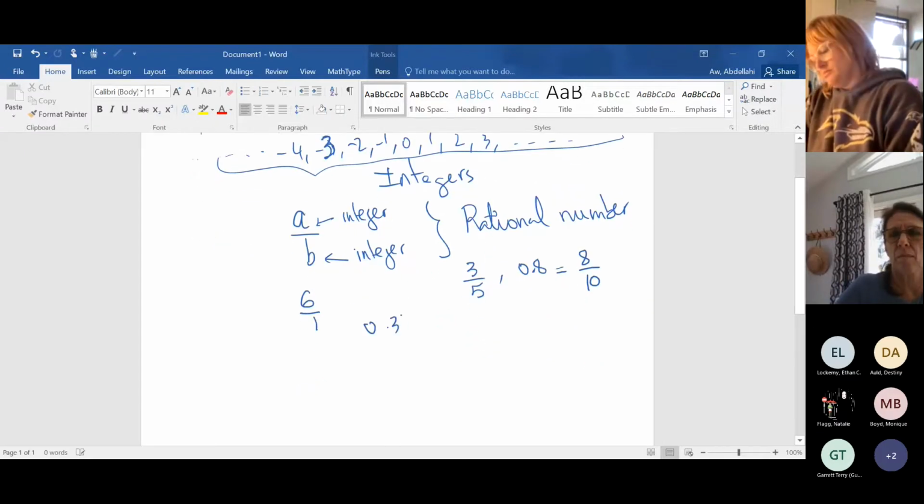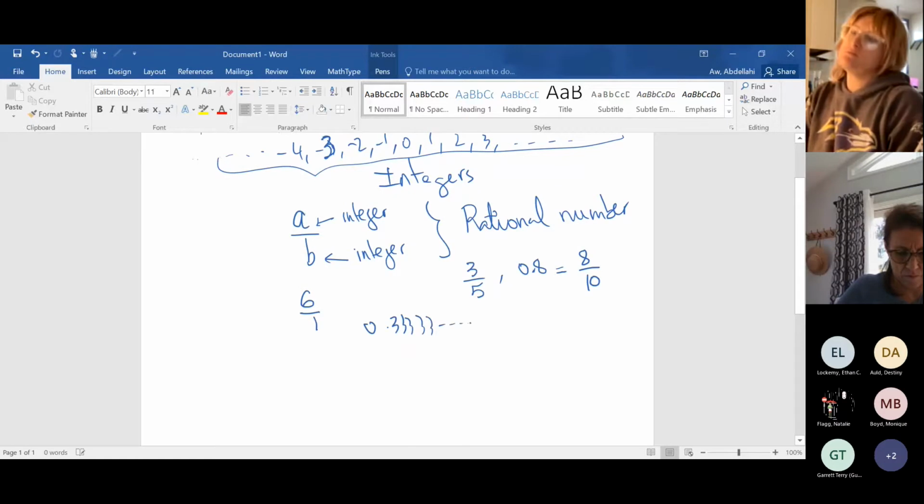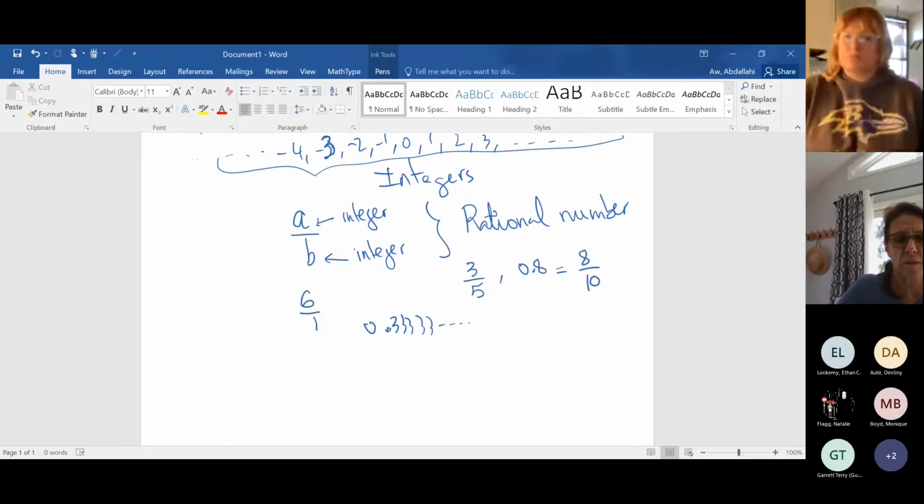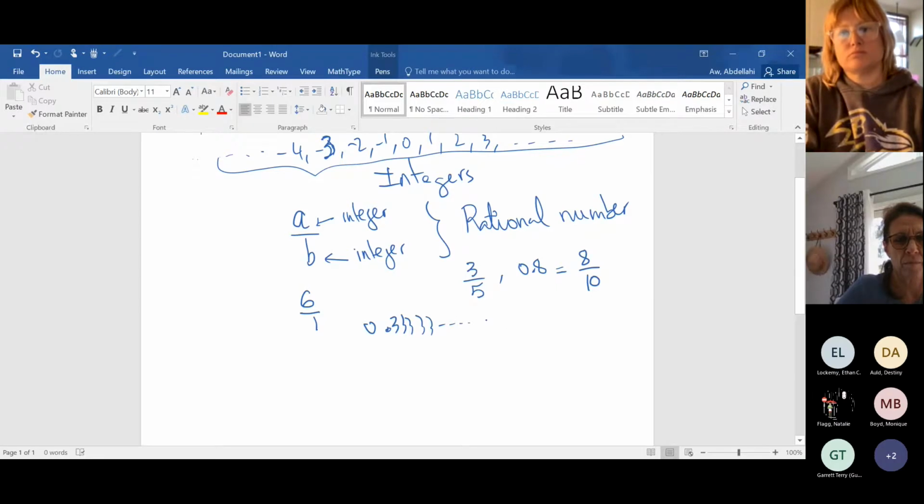Like 0.33333, etc., never stops, right? But it is repeating, you see? It keeps repeating. Okay, that is also this type of number; we can write them as fractions, right? There is a way to write them as a fraction. For instance, 0.3333, we all know is 1/3, right?